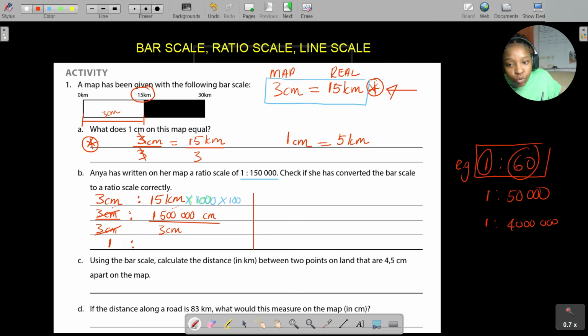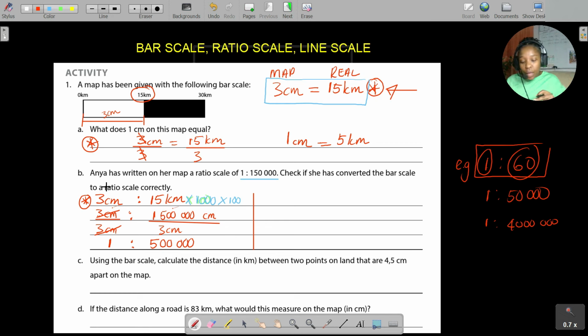Then we take 1,500,000 divided by 3, which gives us 500,000. So we've now converted the bar scale of 3 centimeters is to 15 kilometers into a ratio scale.